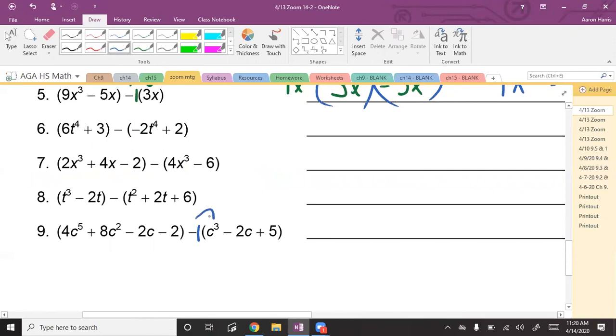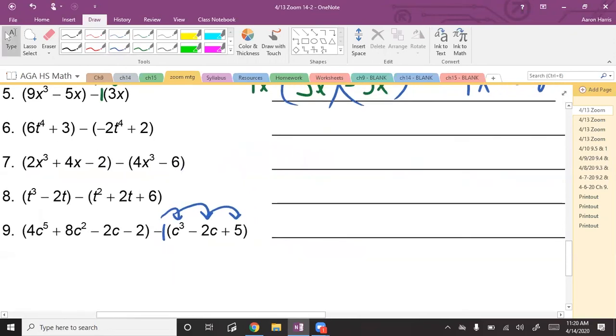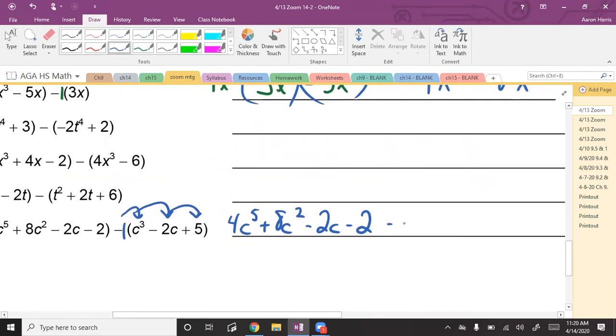What if it has multiple? This -1 goes to all of them. So now nothing happened to the first one. So I'm going to put 4c to the 5th plus 8c squared minus 2c minus 2. Now distribute a -1. -c cubed plus 2c, because a negative and a negative is a positive, minus 5.